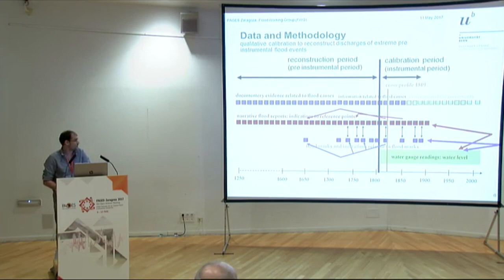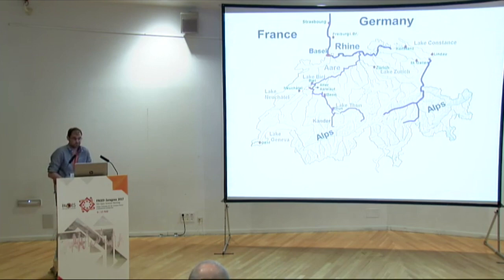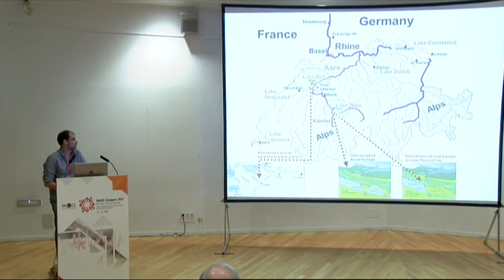So the first result I'm going to show you is from a study from 2011. It's a 750-year series of reconstructed riverine discharges at the site of Basel, and we see a trend of decreasing flood magnitudes over time. So we were looking for reasons for this decreasing flood magnitude, and we found that in 1714, River Kander was deviated to Lake Thun, and in 1878, River Aare was deviated to Lake Biel. So River Aare is the most important tributary to River Rhine. And we then thought, okay, this could be the reason for this decreasing flood magnitudes.